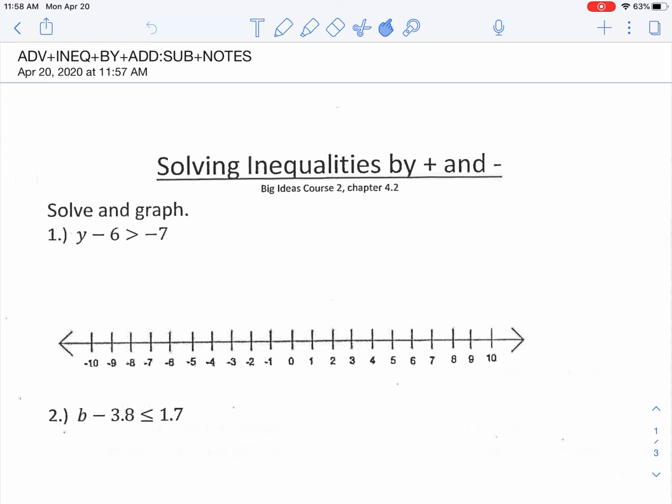All right, so we're going to move on with solving inequalities by adding and subtracting. So this is going to be really similar to what we did with equations. The only thing you need to be really careful is that your answer has an inequality sign and not an equals. Because remember, an equals means the two expressions are equal to each other. An inequality means one is less than or greater than the other.